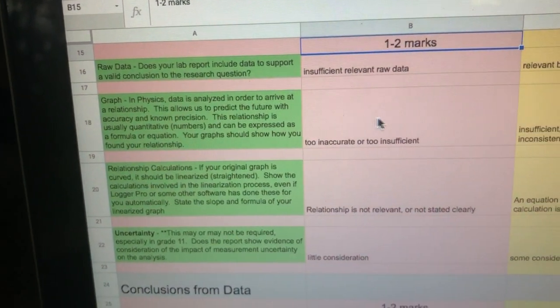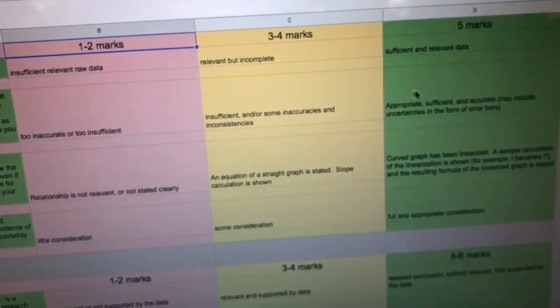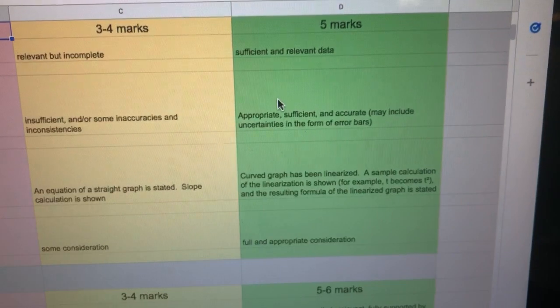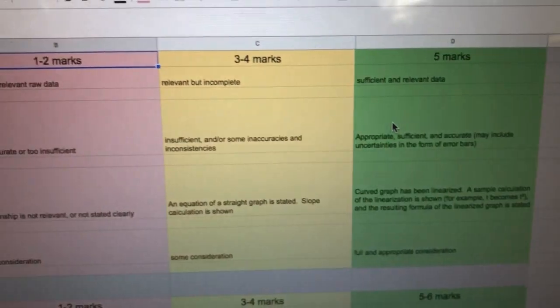And the highest mark really is going to be for one that was curved and is linearized. And I talk about how to do that in another video.